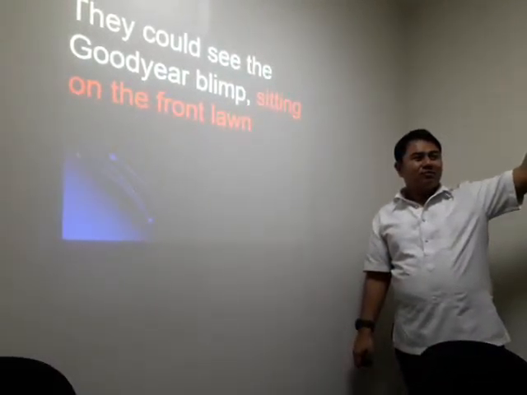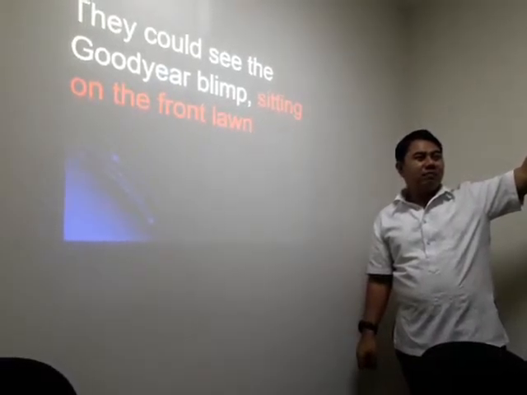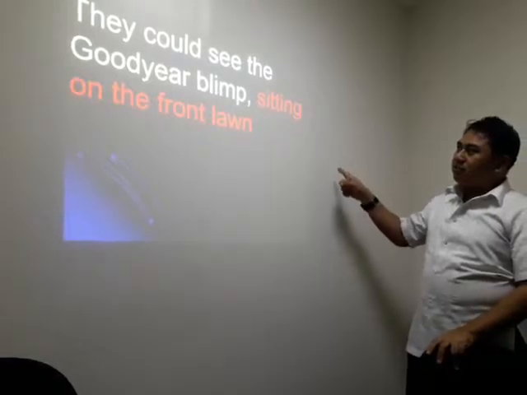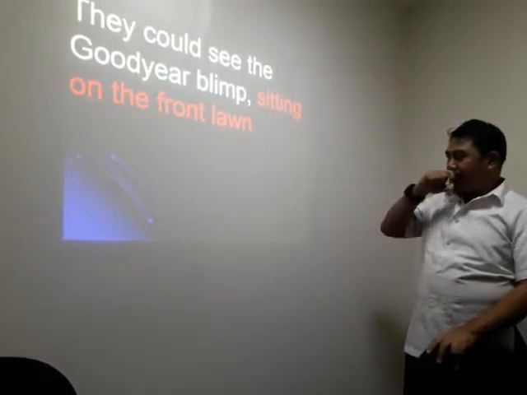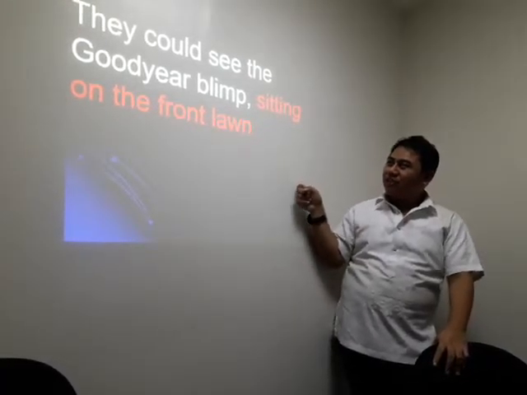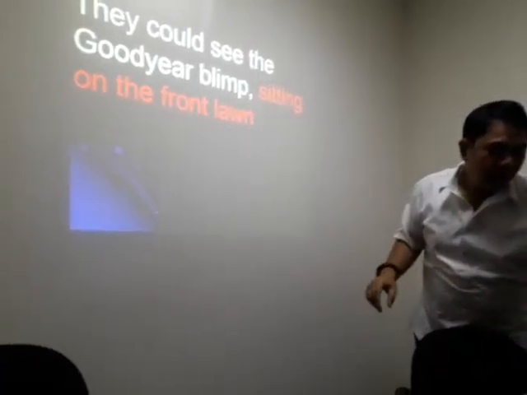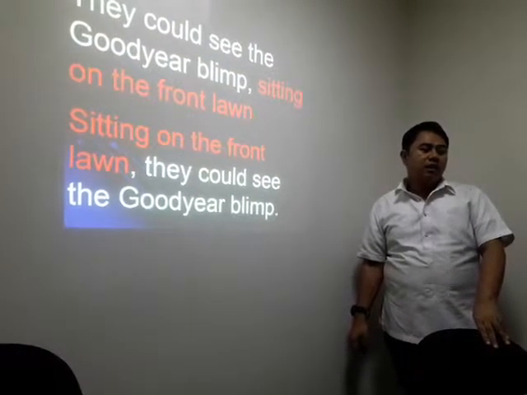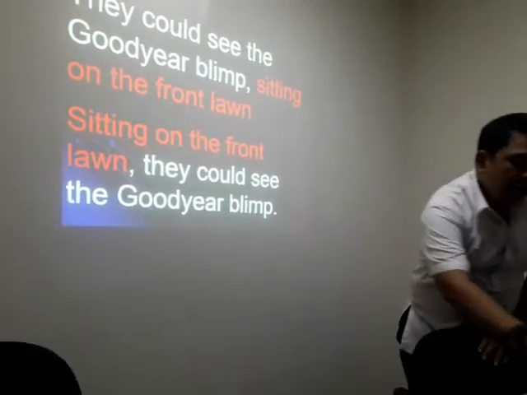And also, who's familiar with the blimp? Yes, good. They could see the Goodyear blimp sitting on the front of the lawn. Again, it seems that the blimp is the one sitting on the front of the lawn. So we have to revise it. So you have: sitting on the front lawn, they could see the Goodyear blimp.